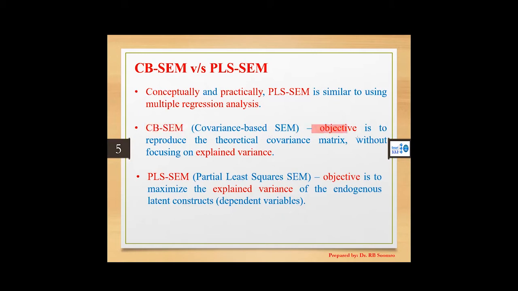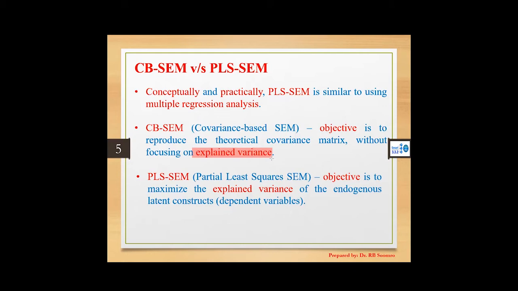Now CB-SEM, its objective is to reduce the difference to the theoretical covariance matrix without focusing on the explained variance. CB-SEM basically focuses more on the covariance matrix and less on the explained variance. Explained variance means that it focuses on the R square. The higher the value of the R square, the higher the explained variance. The lower the value of the R square, the lower the explained variance.